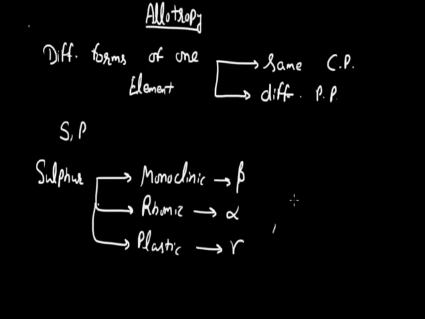Phosphorus exists in two main important allotropic forms. The names are red phosphorus and white phosphorus. But in this chapter we will deeply discuss only the allotropes of carbon. So now we will start the allotropes of carbon.